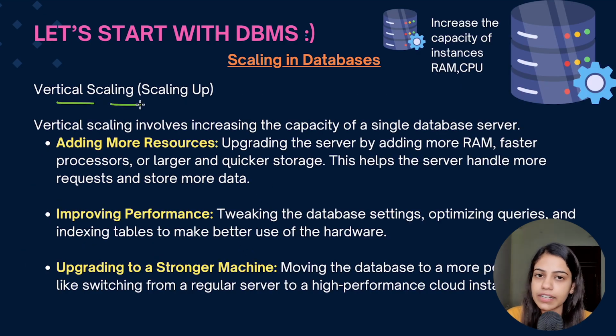So the first one is vertical scaling. As discussed in the last slides, what we do in vertical scaling is increase the CPU as well as the RAM of our server so that it can accommodate more requests.